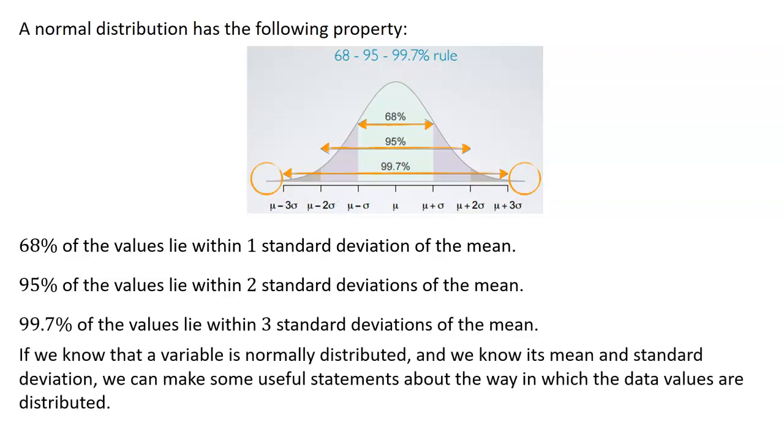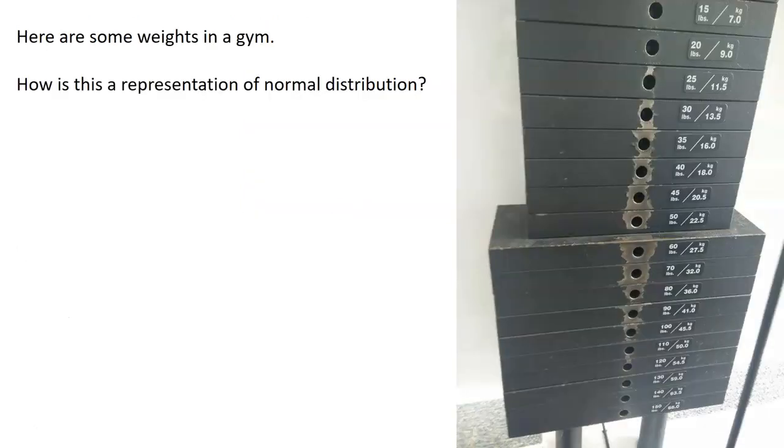So if we know that a variable is normally distributed and we know its mean and standard deviation, then we can make some useful statements about the way in which the data values are distributed. So here's an example. Here's some weights in a gym. Now, if you don't recognize this kind of machine, in order to lift the weights of your choice, there's a peg that you have to put into one of these holes, depending on which weight you want to lift. How do you think this is a representation of normal distribution?